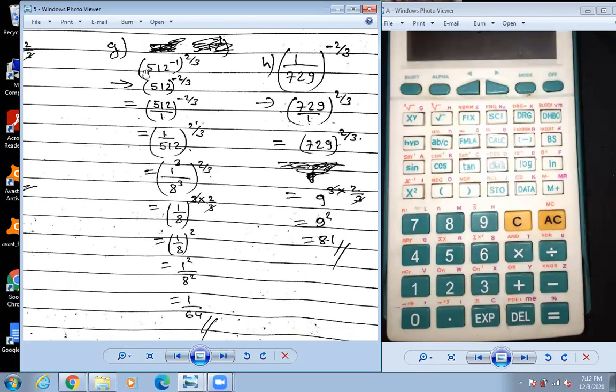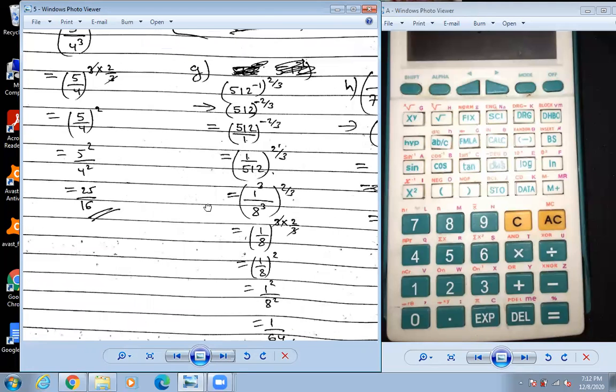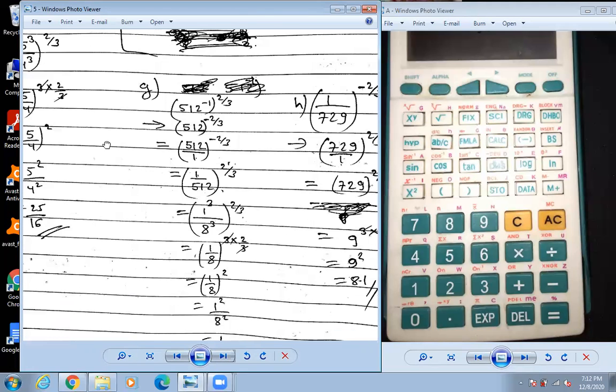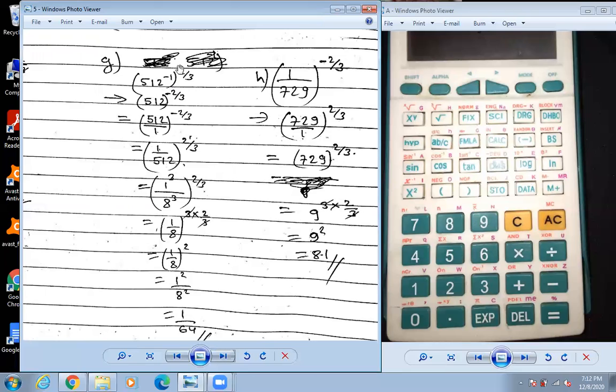So number G, 512 power minus 1 into 2 by 3. Nothing is there. The question is not that difficult, but the question is similar to this number. So what do you need to do? You need to multiply the number with this number. Minus 1 into 2, how much? Minus 2.